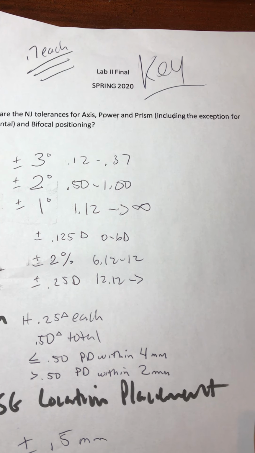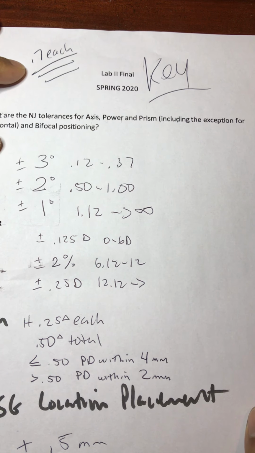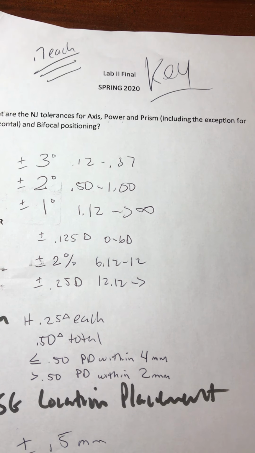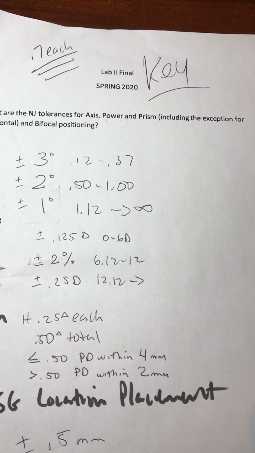So essentially each question was worth 0.7 points. I think there were 144 total questions, some of which I gave partial credit for.